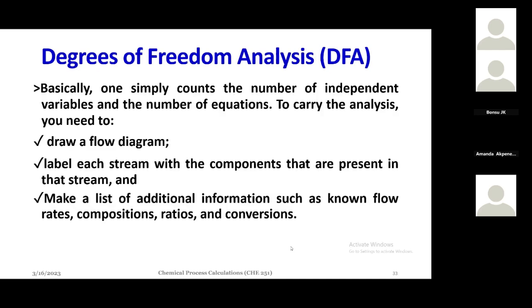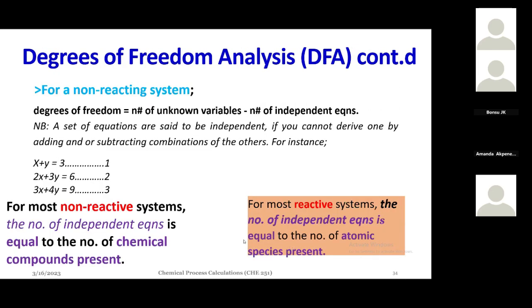Now let's come to how to actually do the degree of freedom analysis. First, you need to draw the description given to you. Label all the unknowns and the knowns before you can start. The degree of freedom is equal to the number of unknown variables you have minus the number of independent equations.